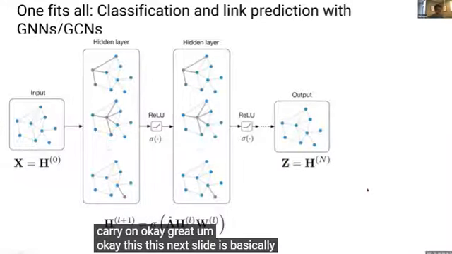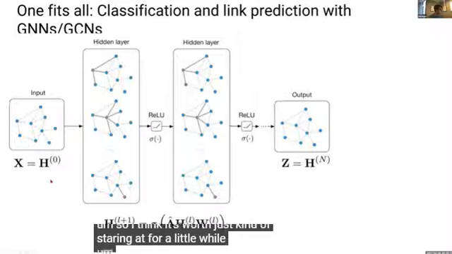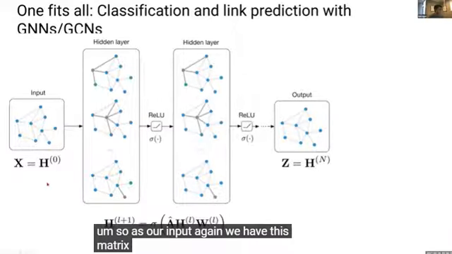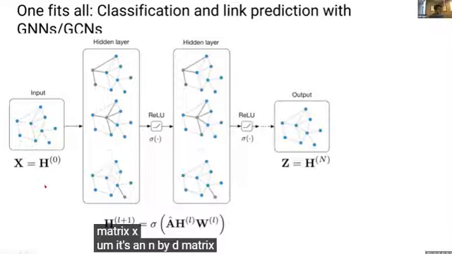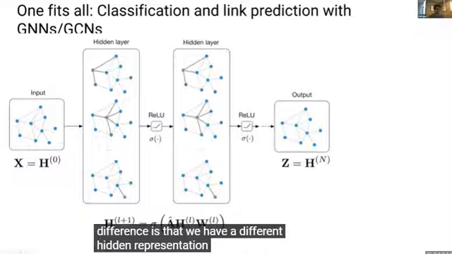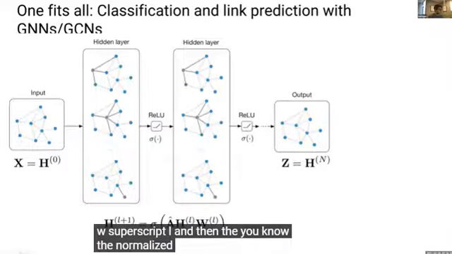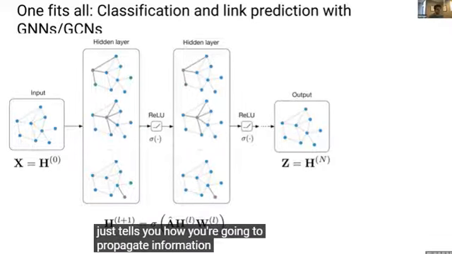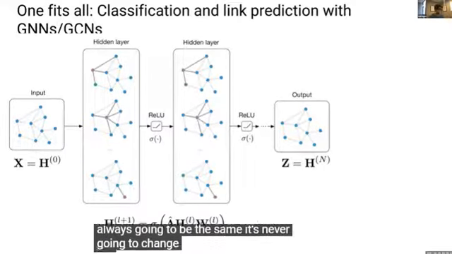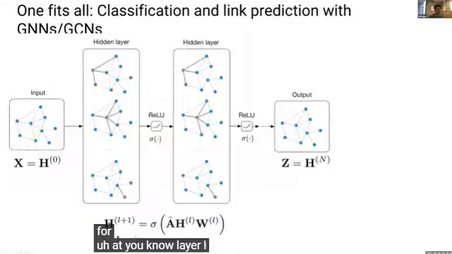Okay, this next slide is basically a summary of everything we've talked about, so it's worth staring at for a little while. As our input, again, we have this matrix X. It's an N by D matrix. Then we apply repeatedly these updates that take the same form every time. The only difference is that we have a different hidden representation as input, H superscript L, and a different learned weight matrix, W superscript L. The normalized adjacency matrix, which tells you how you're going to propagate information over the graph, is always the same. It's never going to change. Then we apply some nonlinear function to get the new update for layer L+1.